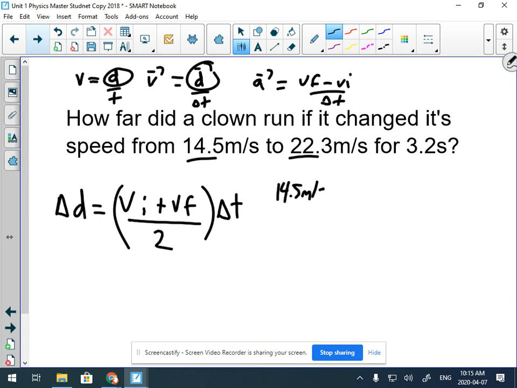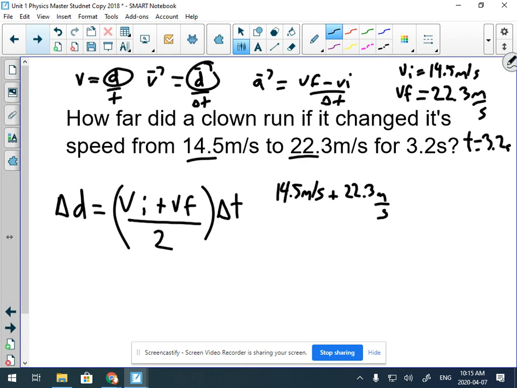14.5 meters per second. And we're going to add that to 22.3 meters per second. You might say, how do I know I'm going to do that? Well, if we're setting up our toolbox, the velocity initial is 14.5 meters per second. That's how fast the clown was going. The final, as the clown changed its speed, it got a little faster, 22.3 meters per second. And our time is 3.2 seconds.